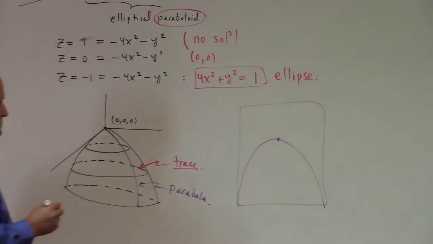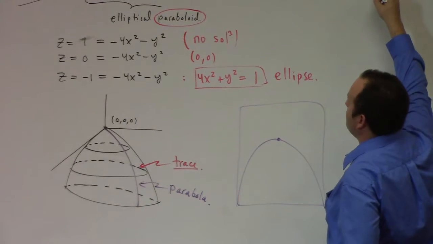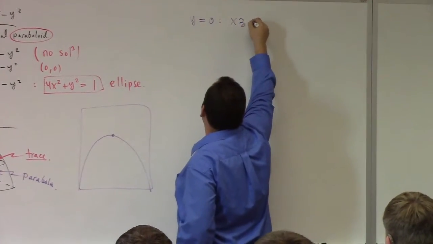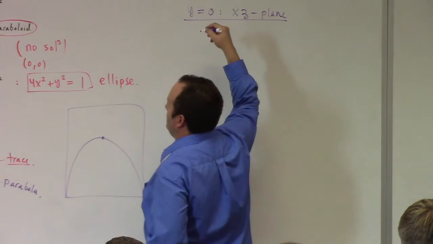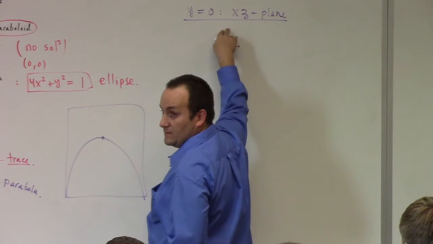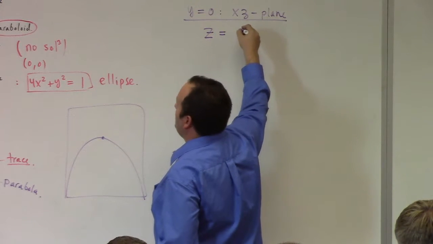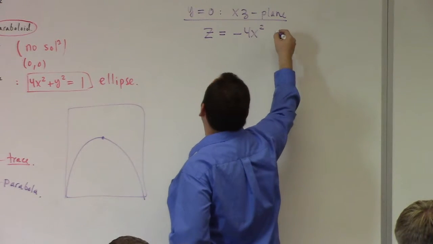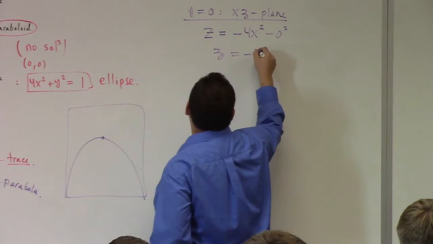For example, just to be more specific, if we look at y equals 0, what is that? The xz plane. What does the elliptical paraboloid give us in this plane? It gives us a curve. What curve does it give us? It gives us z is equal to minus 4x squared minus 0. In other words, z is equal to minus 4x squared.